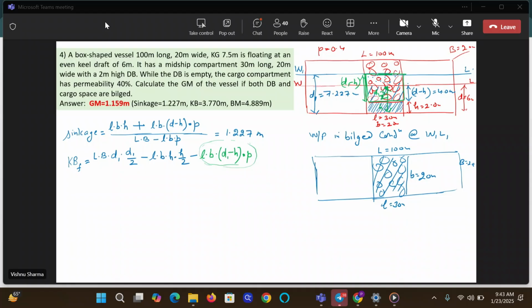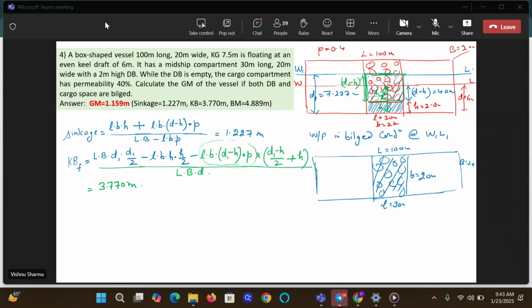I'm just messing up the diagram. You don't have to do it on the diagram, guys. I'm sure you'll agree. The lever is (D1 minus H) by 2 plus H. And this is the vertical movement of volume of buoyancy post bilging divided by volume of buoyancy LBD. And when you put these values, it will give you a KB of 3.770 meters.